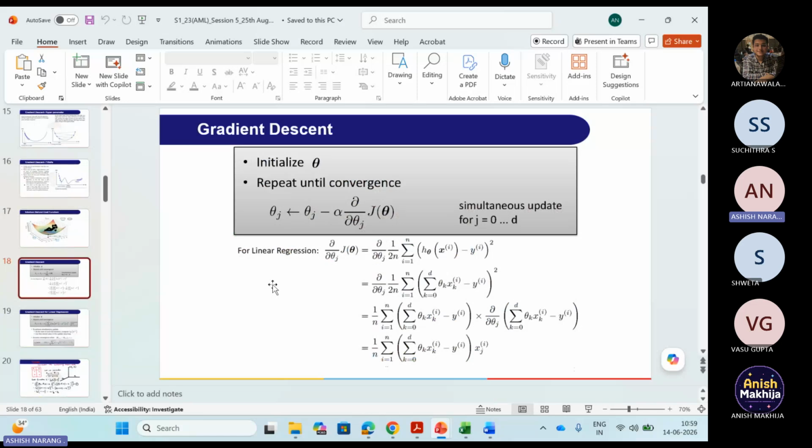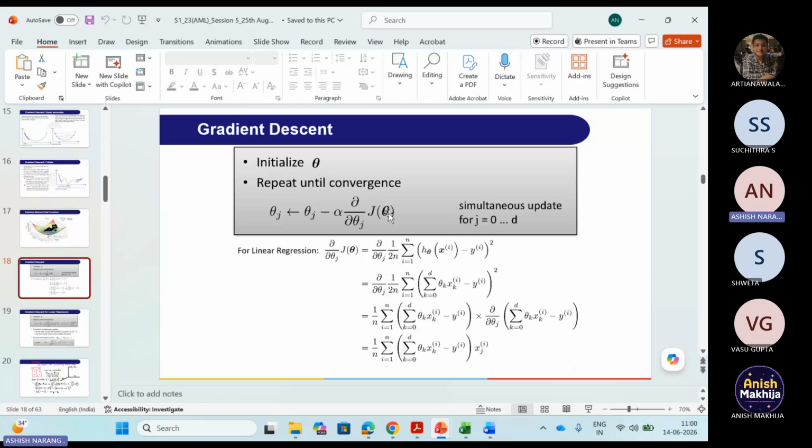This is the method of how to update our thetas. Theta j is equal to theta j minus alpha times the partial derivative of the cost function. You know partial derivatives? You know how to take a derivative? If y is equal to 2x, if I write dy by dx, what will it be? 2, right? Simple thing.